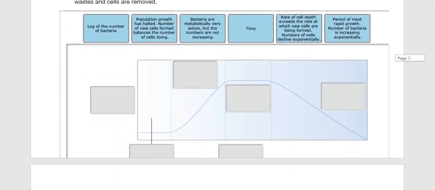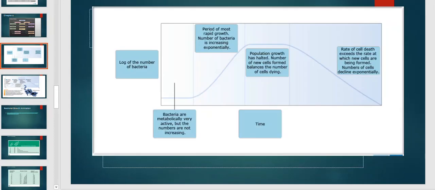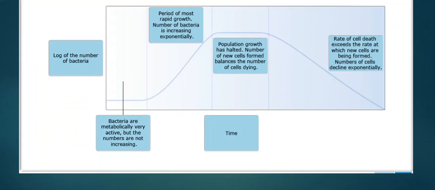So when we look at this and we try to put these labels on the chart, what we can see here is that we have the log number of bacteria over here on the y-axis, and then on the x-axis we have time. So this is happening over time.